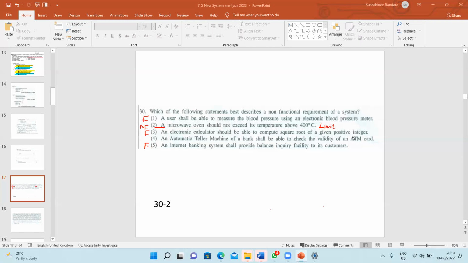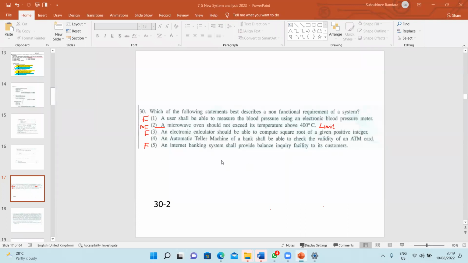So we can't, that depends on the normally checking validity, which means security. Okay, so the fourth one I'll keep; that is halfway, we can say it is functional, on the other side non-functional. According to the examination panel, they may take it as non-functional. So the fifth one: the internet banking system shall provide balance inquiry facility to the customer.